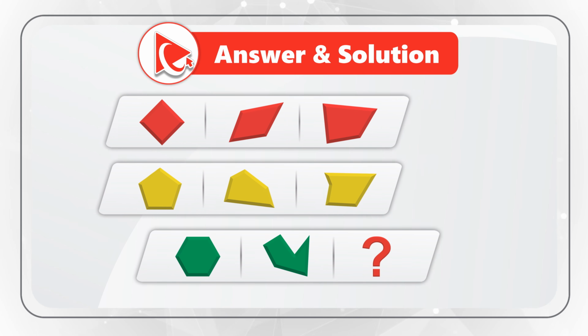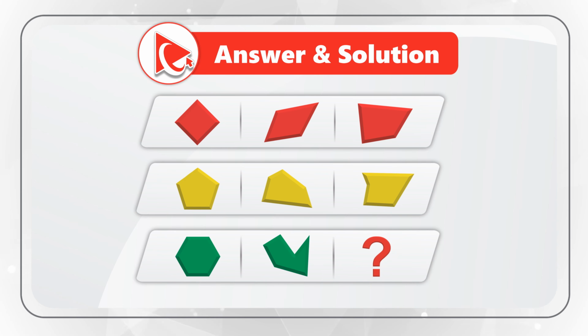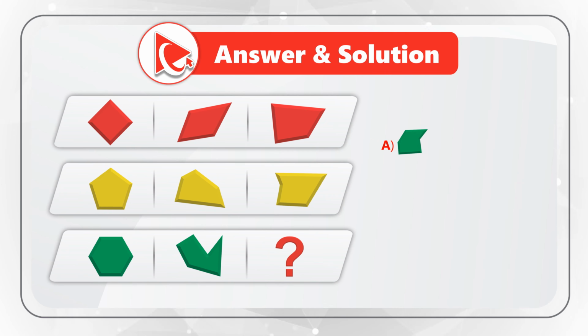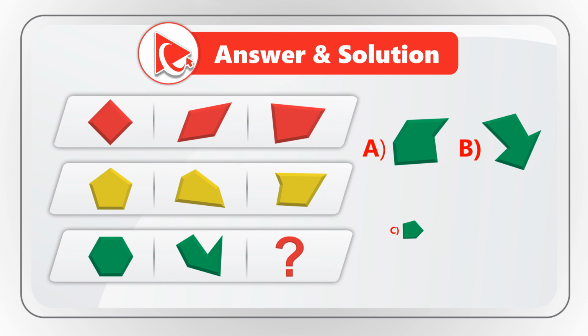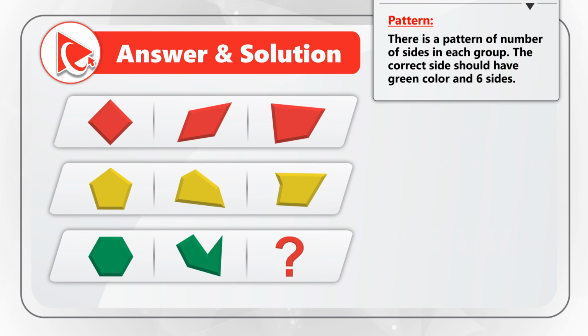Red and yellow groups are complete, but the green group is missing the object. You would argue that this doesn't help us much because all four choices A, B, C, and D have green objects as a sample. But this helps us to detect the pattern in the complete groups.